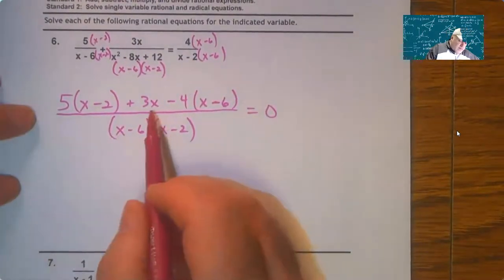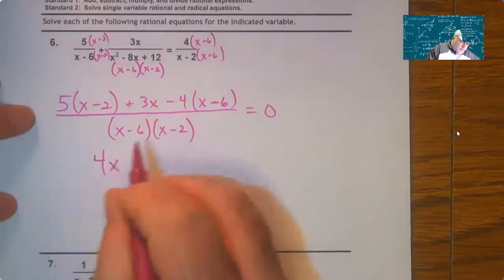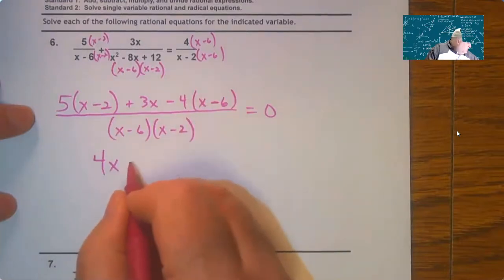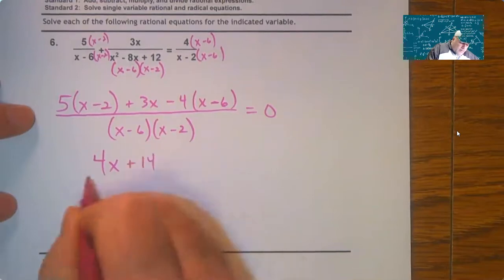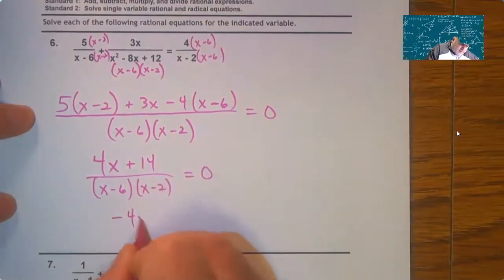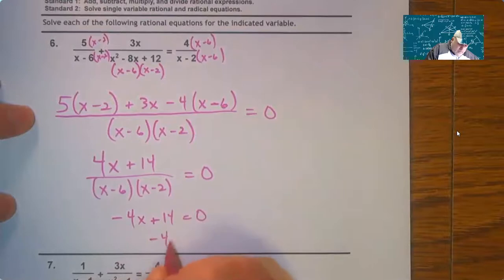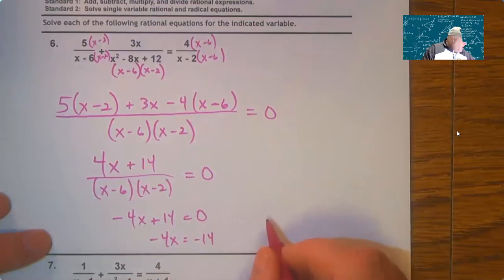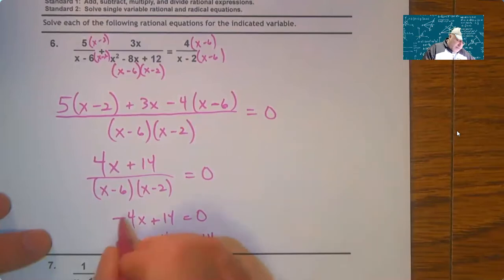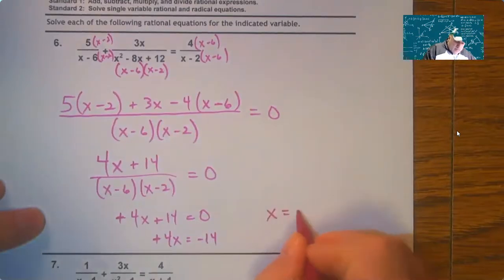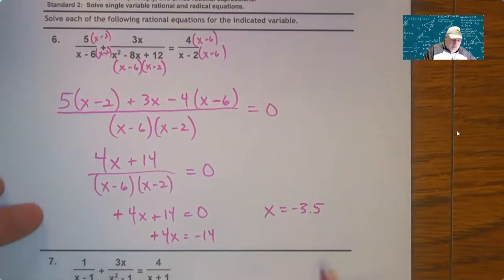So we have 5x plus 3x is 8x minus 4x is 4x. Negative 10 plus 24 is 14. Be careful that you are doing that correctly, and then that gets put equal to 0. And then x is 3.5. That should be negative, sorry. Negative 3.5, or negative 7 over 2, either way.